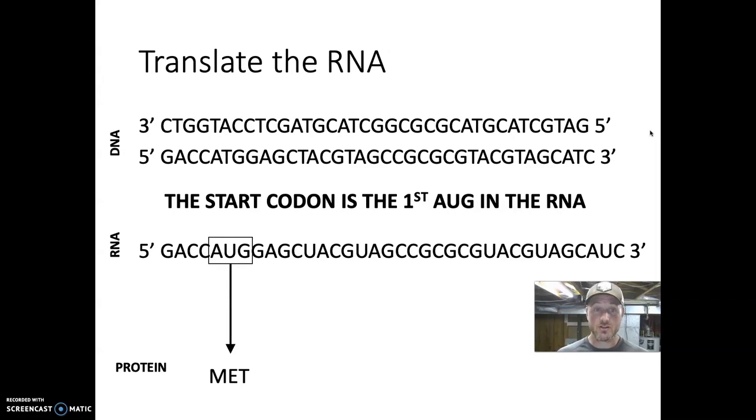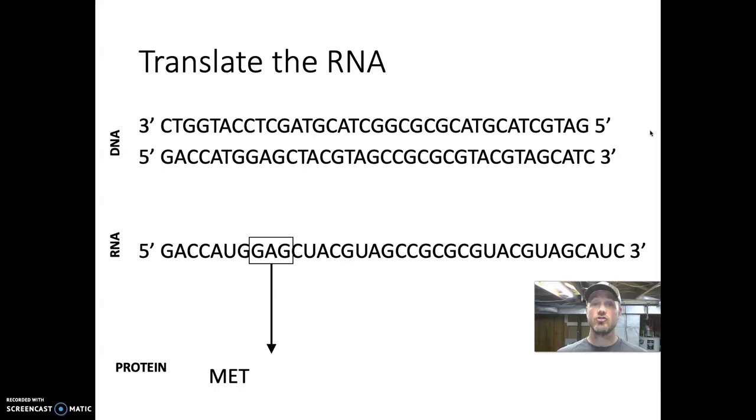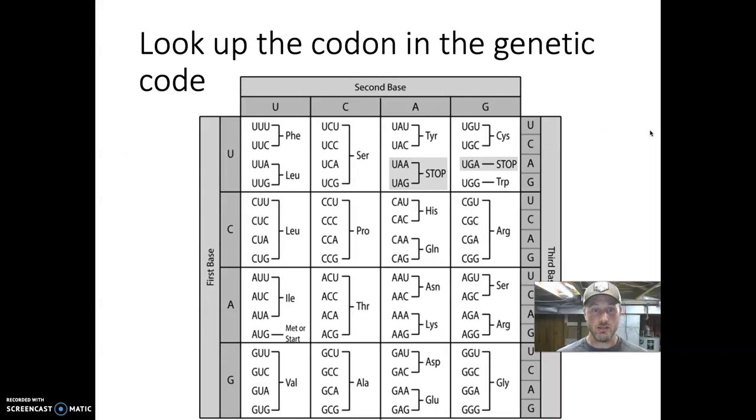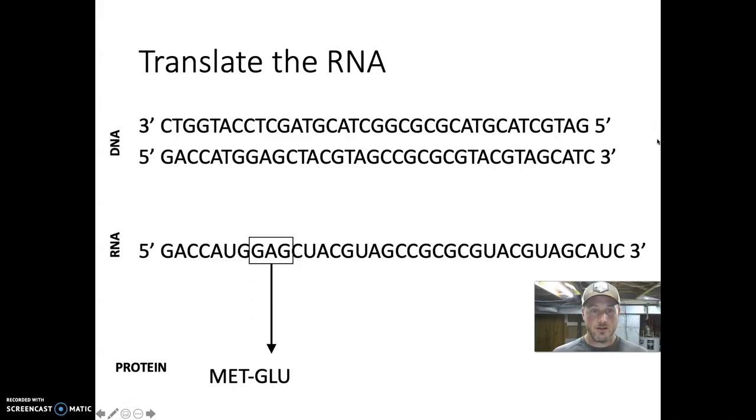I've got to look up the next codon. So I did the start codon, AUG. The next codon is GAG. So I go back to my genetic code and I look up GAG. So again, GA, here are all the GA combinations. There's GAG, Glu, glutamate. So we put a Glu in our protein sequence. And again, we just keep going in this way. So we had a methionine, our second amino acid is a glutamate.